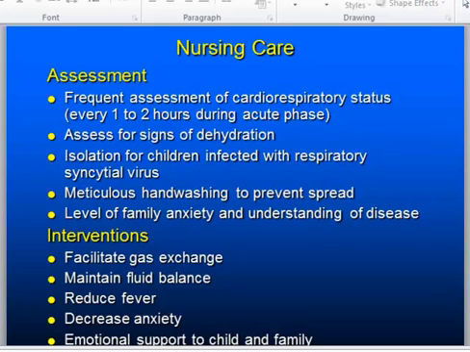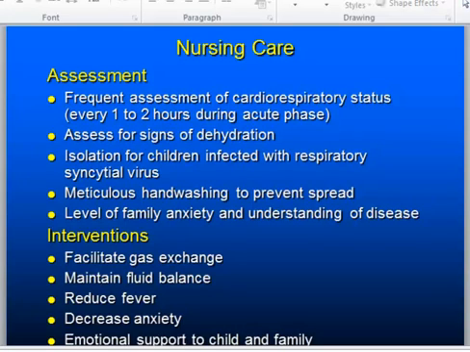We have to maintain fluids, whether it's PO or IV. The patient needs to be on I&O. If the infant's nasal passages are blocked with mucus, we'll have to instill saline nose drops, followed by gentle suction with a bulb syringe before they eat. We have to reduce fever in these little ones if they are having a temperature, and we'll take the temperature every 2 to 4 hours. We will give acetaminophen or ibuprofen. Decrease anxiety, so we also want to encourage the parent to stay with the child when possible.